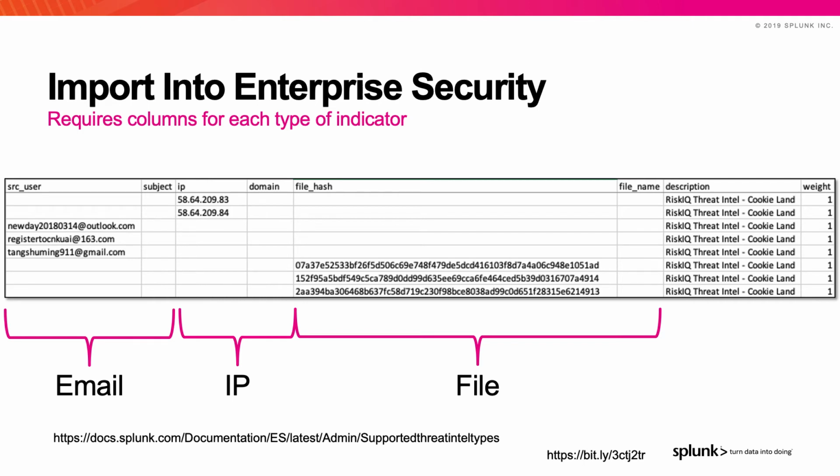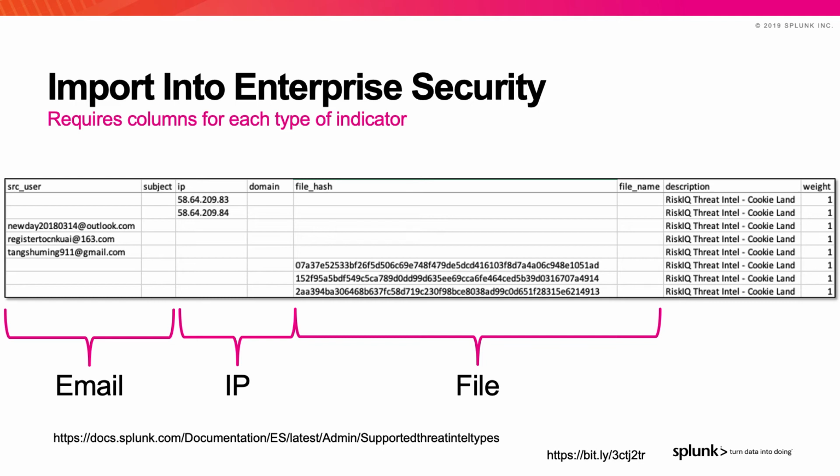You could do these as individual files, but that gets a little tedious. Instead, what I like to do is put all of the indicators into one spreadsheet. In this example, you can see the email values, the IP and domain values, and the file hashes, but they just have to be in individual columns broken out with the specific names. I did put a link there to show this. If anybody has a question about it, by all means, feel free to reach out. I'm happy to talk about the threat intel framework.